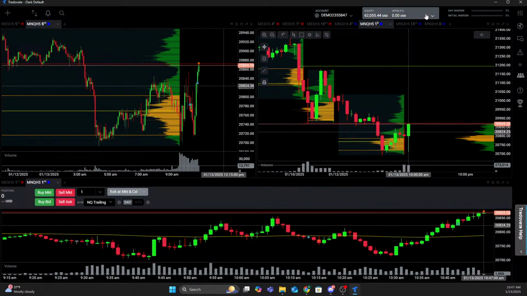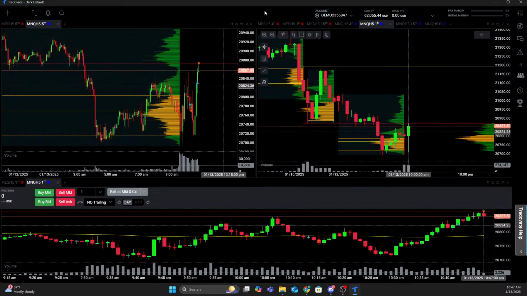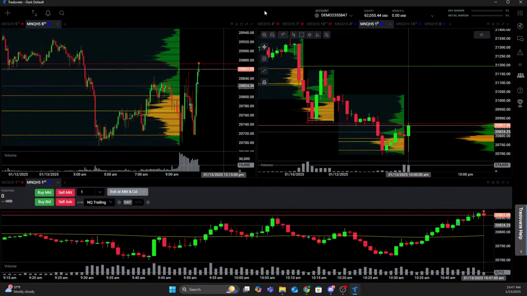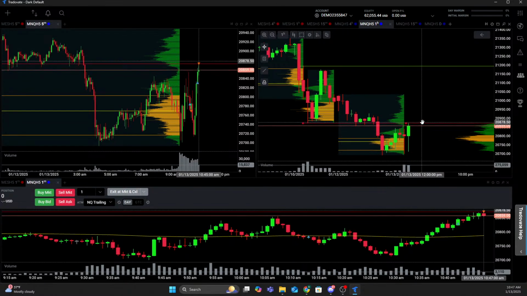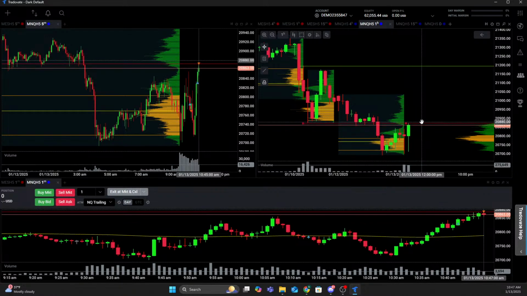Well, caught it on my demo account. I feel like it should have gone stronger here. Yeah, it definitely has some resistance above it though, especially once it starts getting to like 880 above. I'd expect it to see some resistance.